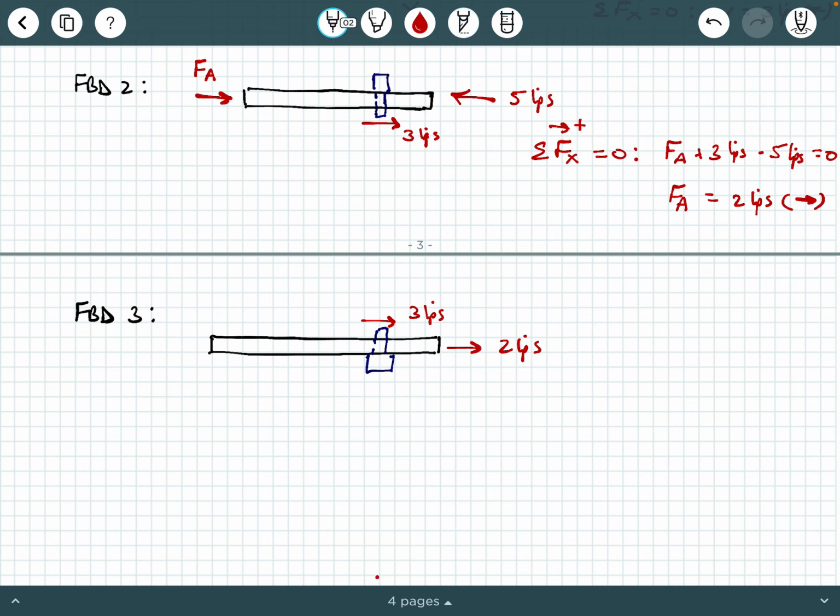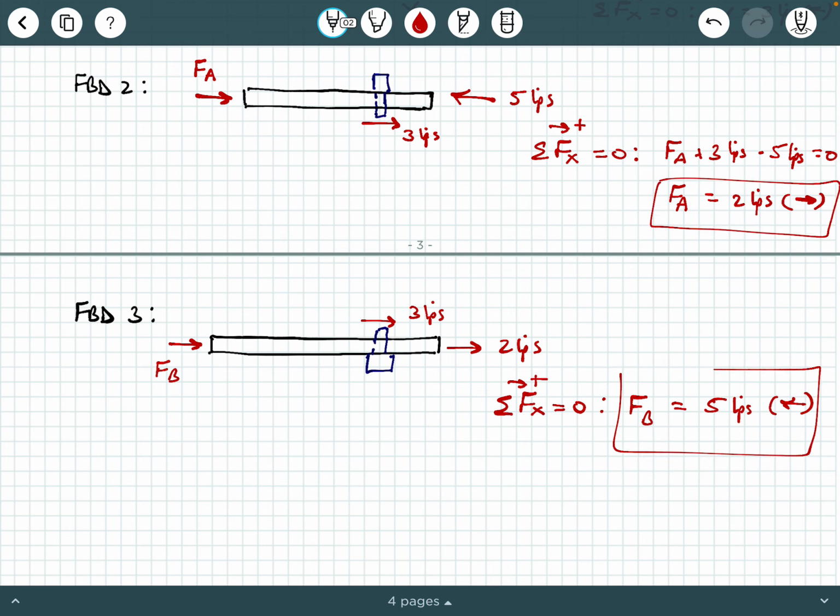And here we're looking for FB, and so clearly we say sum of the forces in the x direction equals 0, and so FB will equal, as you can imagine, 5 kips, and it should end up pointing to the left, which is balancing out these 5 kips, which are pointing to the right. Okay, now are we done? Not really, but these are part of our answers, right? So we got FA and we have FB, but we finally need to calculate that shear stress in the bolt.